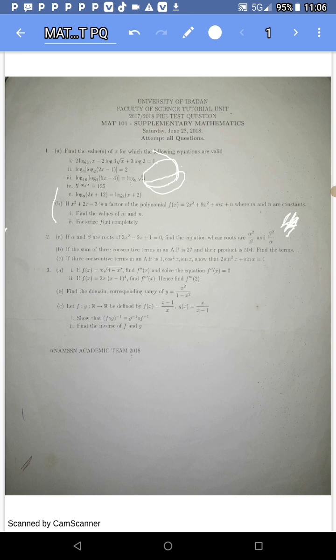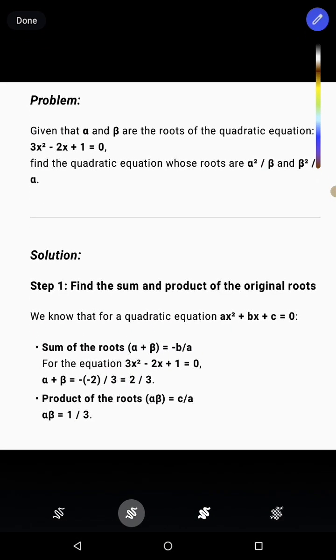Here. So now they said if alpha and beta, I already typed it there, so let me just go there directly. See, given that alpha and beta are the roots of the quadratic equation 3x squared plus this minus equal to 0. Now find the quadratic equation whose roots are alpha squared over beta and beta squared over alpha. What do you need to do? First, find the sum and product of the roots they gave us.